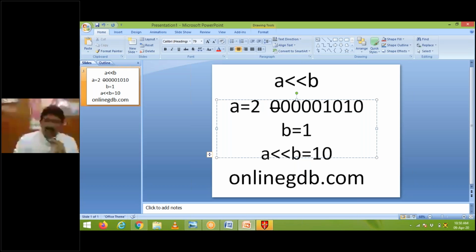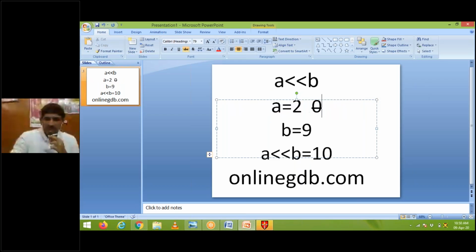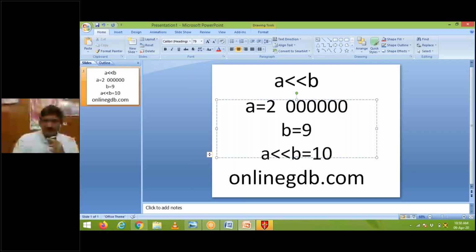Okay, 2 left shift 9. Actually we have to take an 8 digit number, that means 0 0 0 0 0 0 1 0, 6 zeros and 1 0. This is the value of a, which is 2.